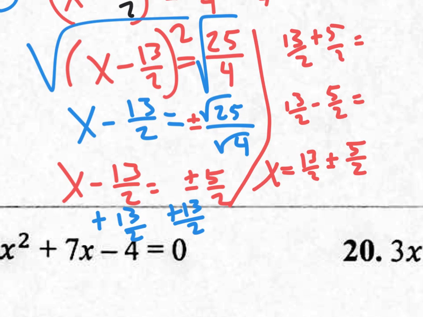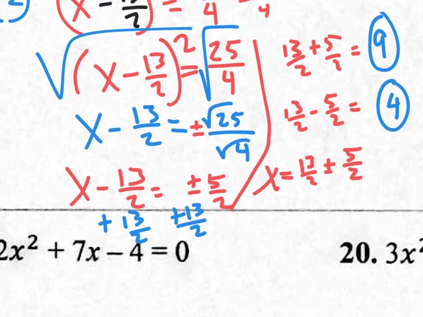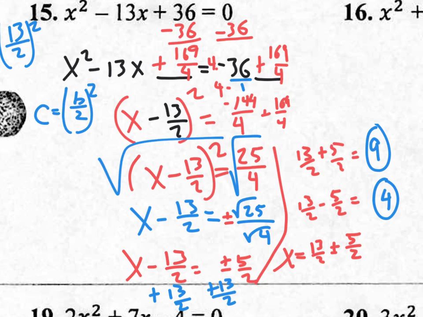That top answer will be 18 over 2. 18 over 2 is really 9. And the bottom answer is going to be 8 over 2. And 8 over 2 is really just 4. So you get those answers. Could somebody do me a favor, flip the paper over and check the answer on the back? 9 and 4. You guys got it?